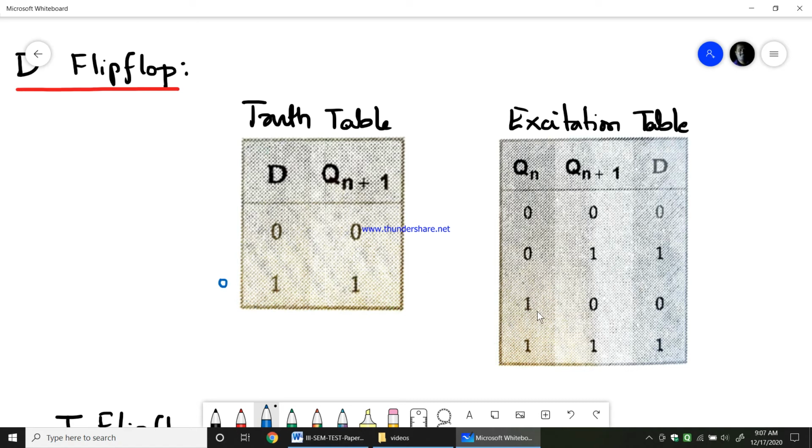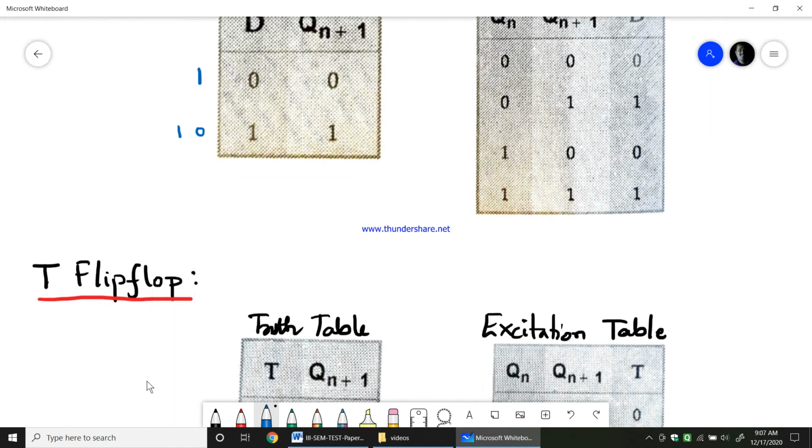Whereas when Qn is 1 and Qn plus 1 is 0, this will happen when D is 0. So even though the Qn is 1, the next state will become 0 if D is 0. Similarly, if Qn is 1 and Qn plus 1 is 1, this will happen when D is 1. When D is 1, the Qn is 1, the next state will also be 1. So this is the excitation table of the D flip-flop. So now we'll see the excitation table of the T flip-flop.